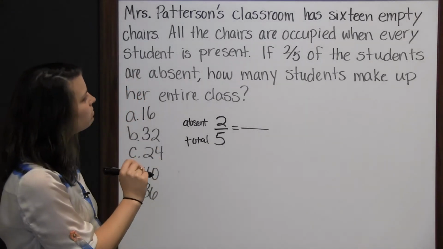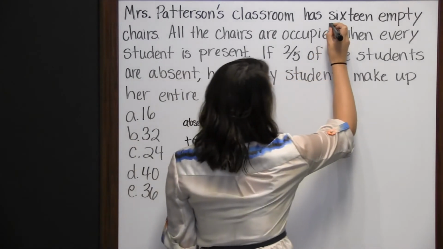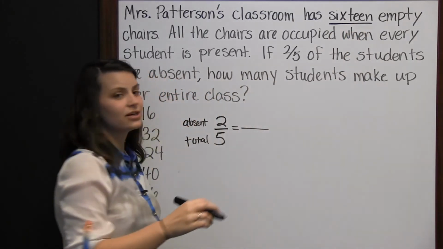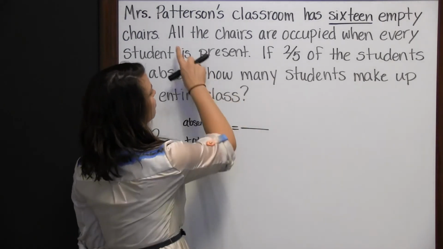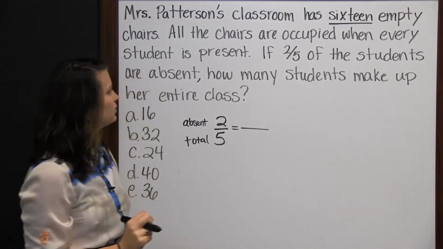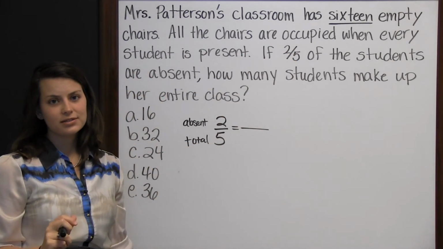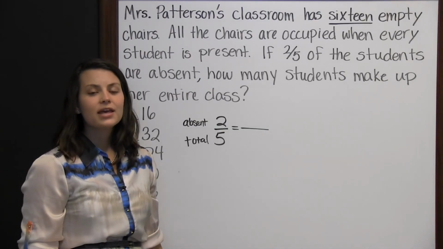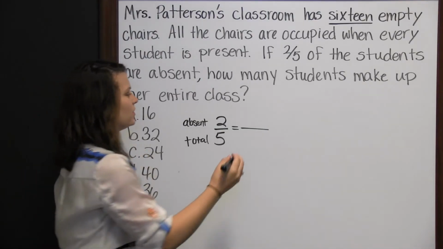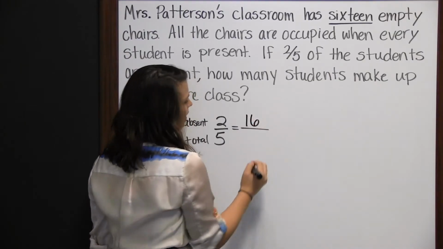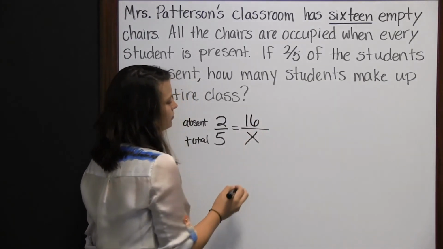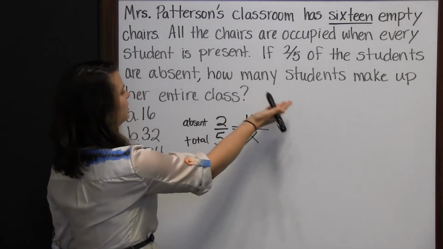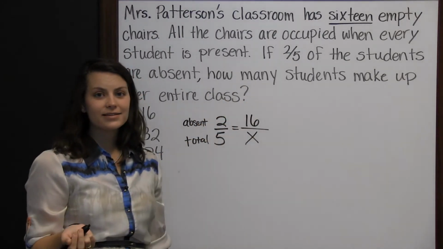And it says in the problem that there are 16 empty chairs, which means there are 16 students missing, since usually all the chairs are occupied when every student is present. So every empty chair is a student who's absent. So we have 16 absent students out of, and this is what we don't know. What's the total? How many students make up her entire class?